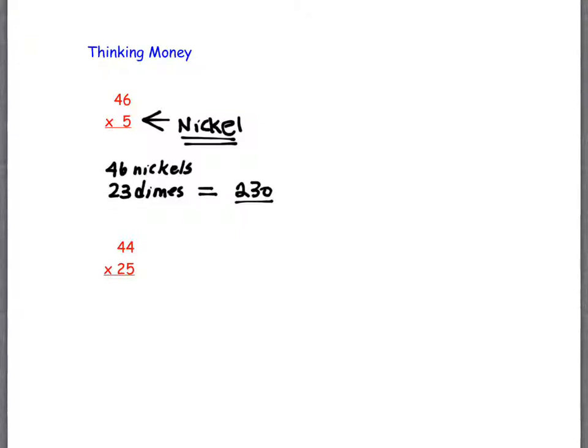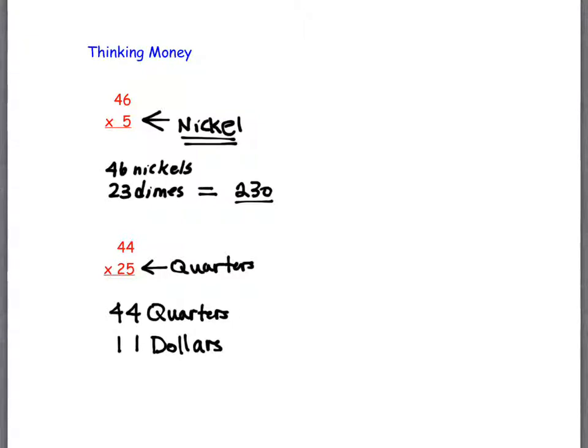So what about the next one? We're still thinking money. That's quarters. Right, this is quarters. Yes, you all did get excited. All right, so if you have 44 quarters, what would be nicer to work with than quarters? Dollars would be so much nicer. How many dollars would this be? 11. Why? You just divide it by 4, right?